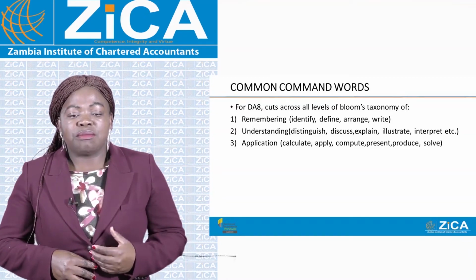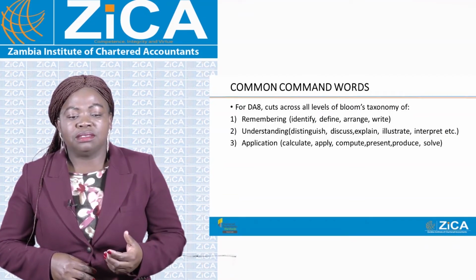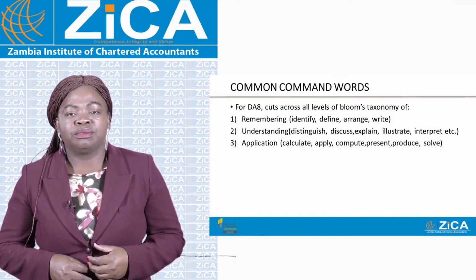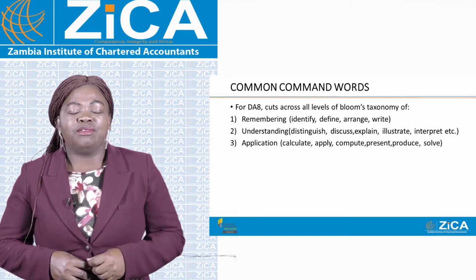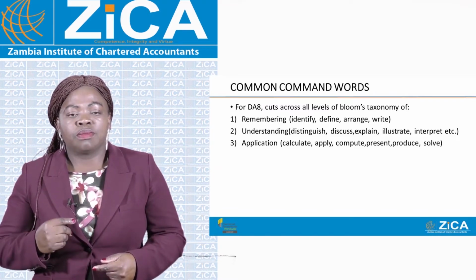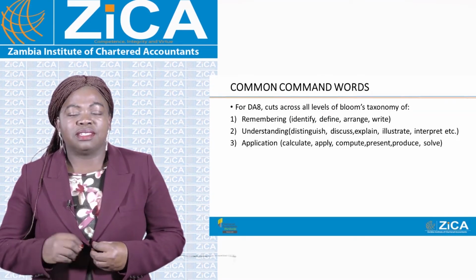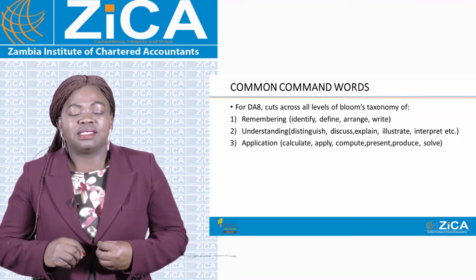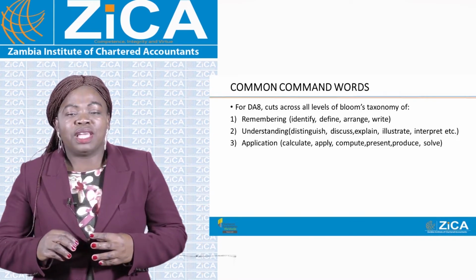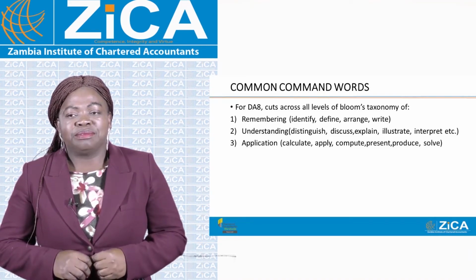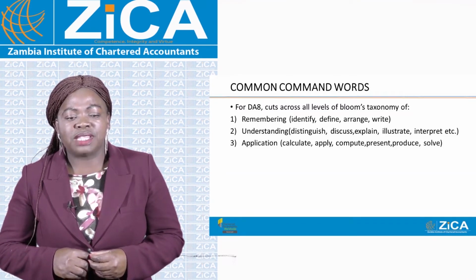The first level, which is about remembering, requires you to just identify, to define, to write about something briefly. You don't get a lot of questions with these command words because DA8 is at level 2. So there will be very few occasions when you're asked to define something, for example define adjusting event or define non-adjusting event. When you're asked that, you just need to make something clear, state what you know about it. It's a remembering stage of Bloom's taxonomy.